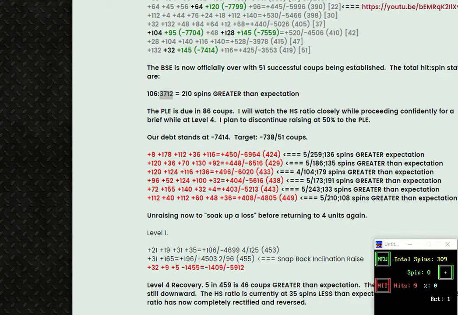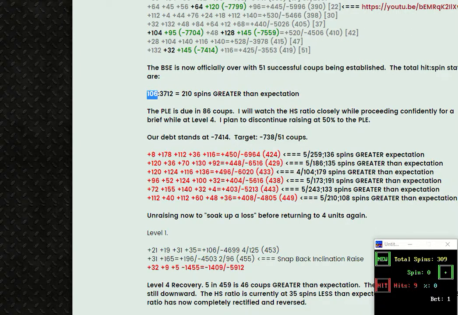Okay, well that's simple. You take 3712, that's the total number of spins, divide that by 37. That's how many hits we should have. Why? Because we have a hit every 37 spins, right? So then that comes back as 100.32. So you can call that 100 or 101. Okay, we don't have 100 or 101. We have 106.